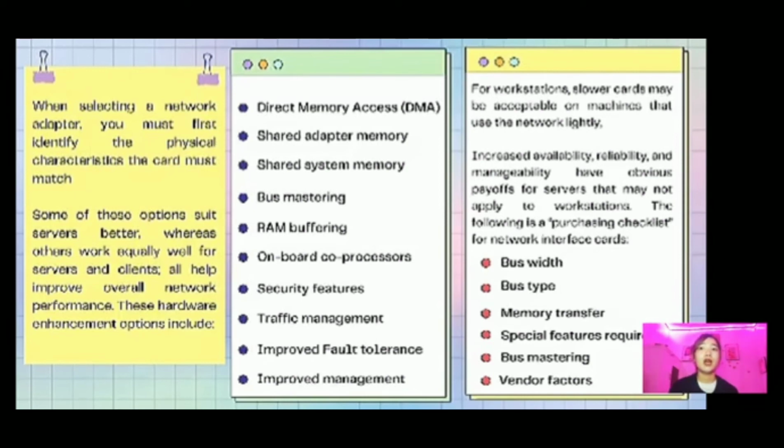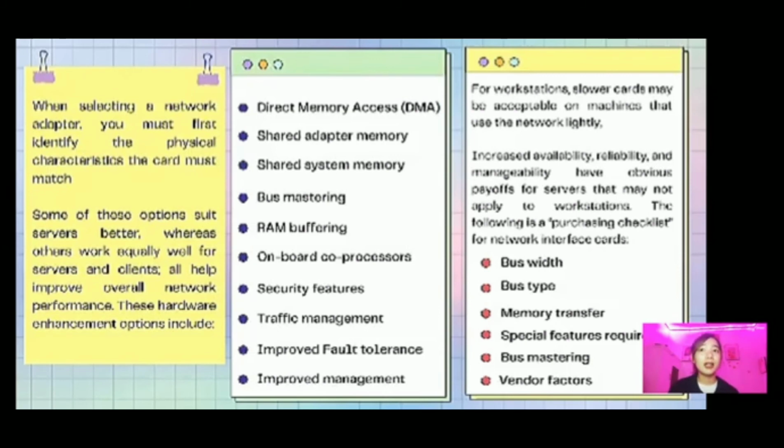So in onboard coprocessors, these are included on some NICs to permit the card to process data without requiring service from the CPU. Today most NICs include such processors to speed up network operations.